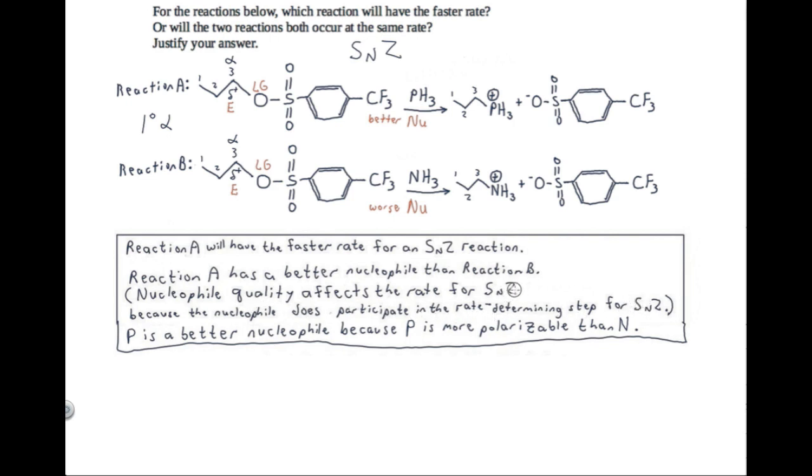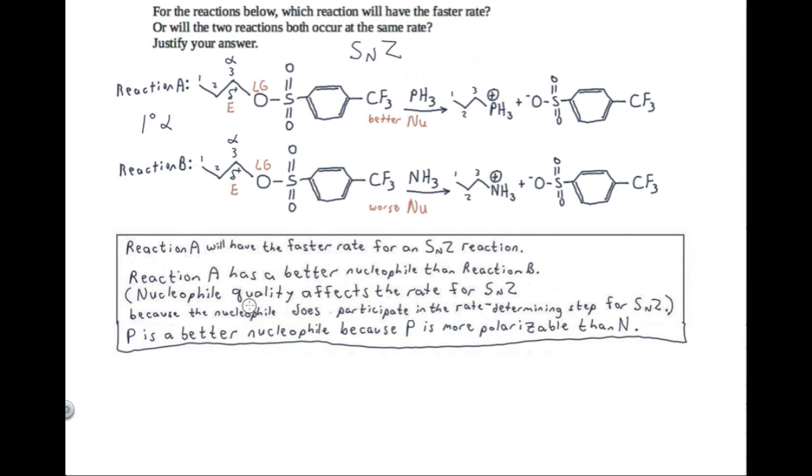For full credit, you probably need to mention the name of the mechanism in your answer. The professor is going to want to see you talk about the name of this mechanism in your answer because we know that we would get a different answer for SN1. So make sure you identify in your answer what the name of the mechanism is. This is SN2. Now we should also explain why the phosphorus is the better nucleophile.